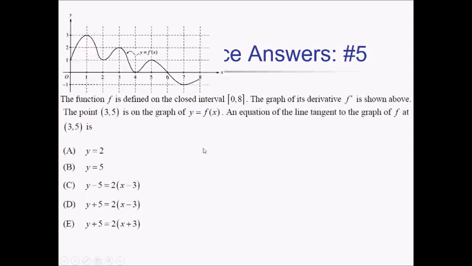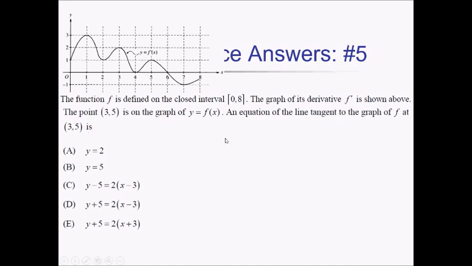For this problem, we have a function defined on the interval from 0 to 8, and the graph of its derivative is actually what they're showing us up here. They also told us the point (3, 5) is on the graph, and they want the equation of the tangent line of f at (3, 5).